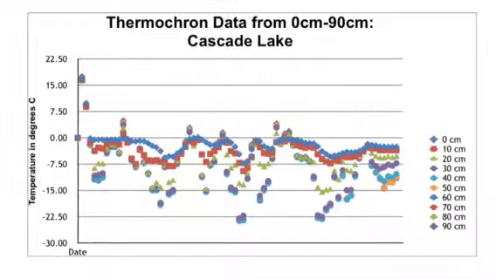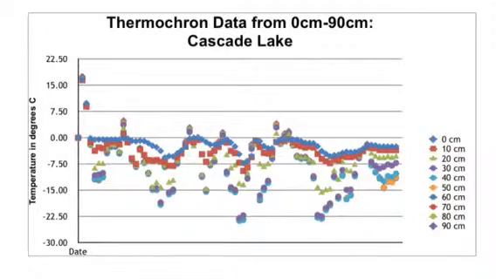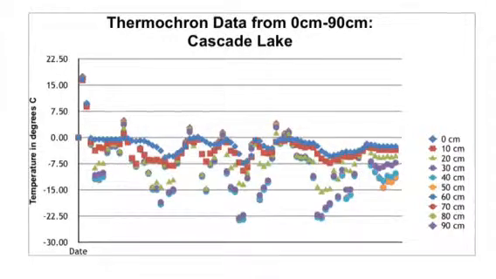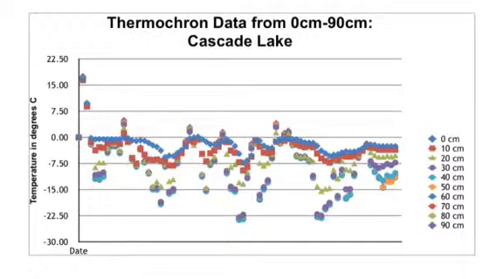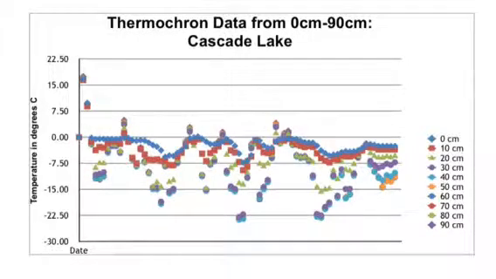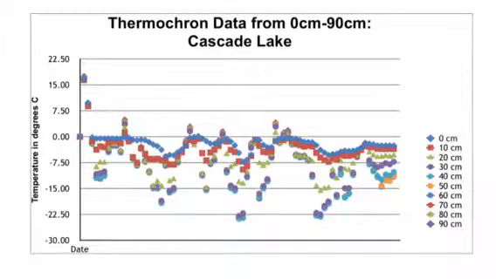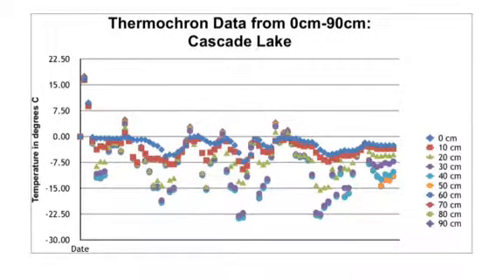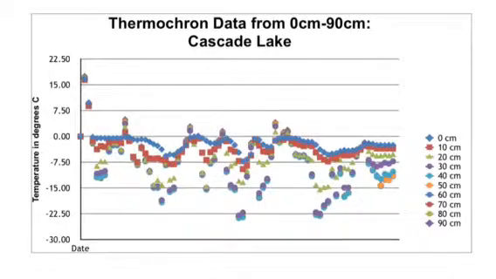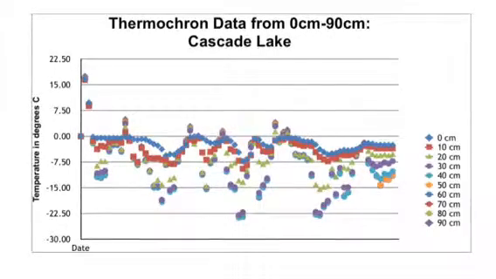The next graph that you're going to see is the 3-layered graph that shows you the bottom 3 layers temperature over the data collection time. Finally, the final graph shows all of the thermocrons from 0 centimeters to 90 centimeters and the average day data over the period of the collection time.